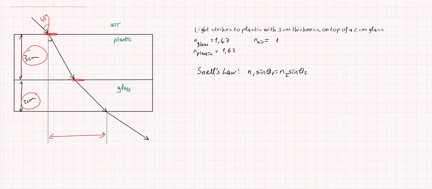So to calculate this, we will first apply Snell's law, of course, and then we will do some geometrical tricks, calculations actually. So here is my Snell's law. You already know this, right? n1 sine theta 1 equals n2 sine theta 2.